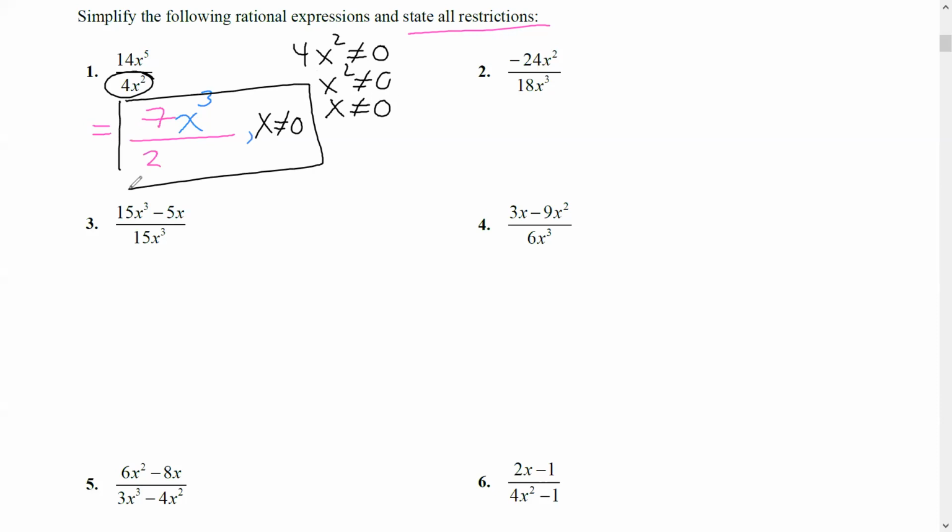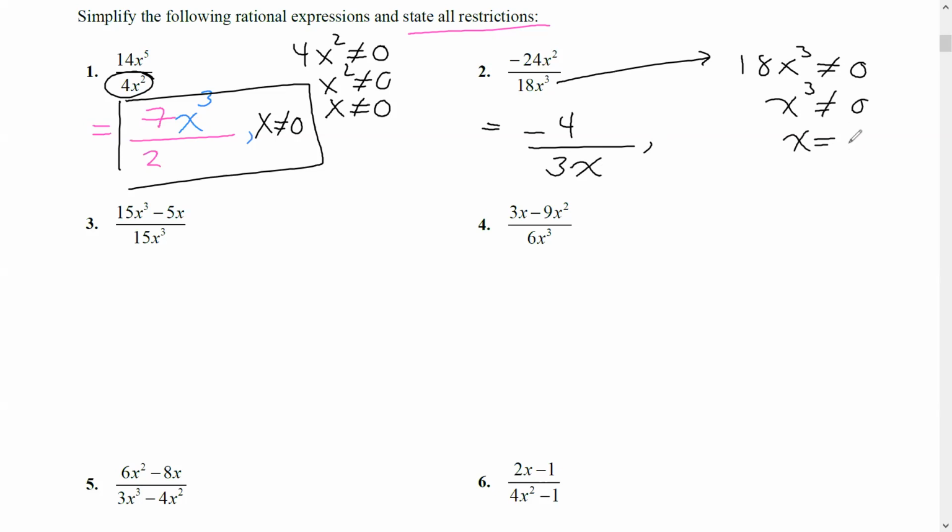Okay, next one, do the same thing. So coefficient with coefficient, so it looks like 6 goes into both of those. So that would be -4 over 3. And then x squared over x cubed, well, there's 3 x's in the denominator and 2 in the top. So that means I'm going to have 1 left in the bottom, comma, my non-permissible value. Again, just make a little mini equation and isolate for x. There it is.